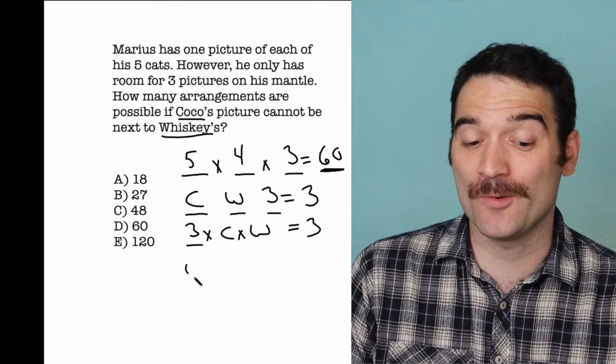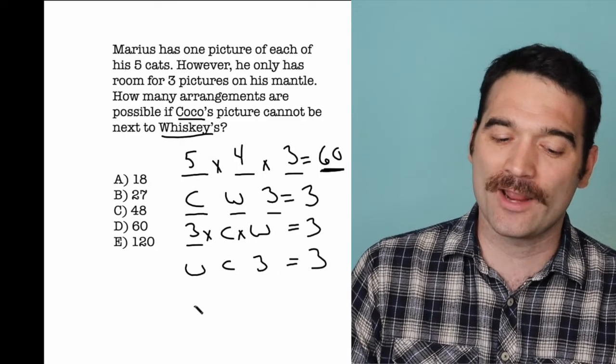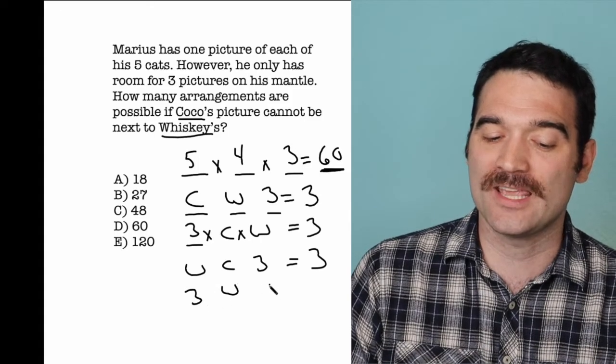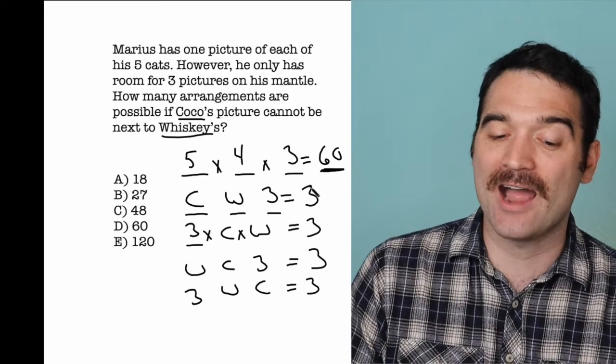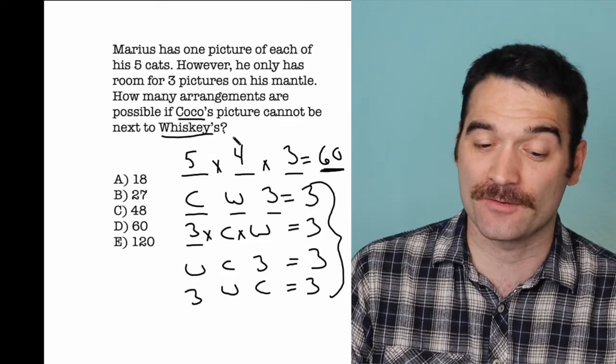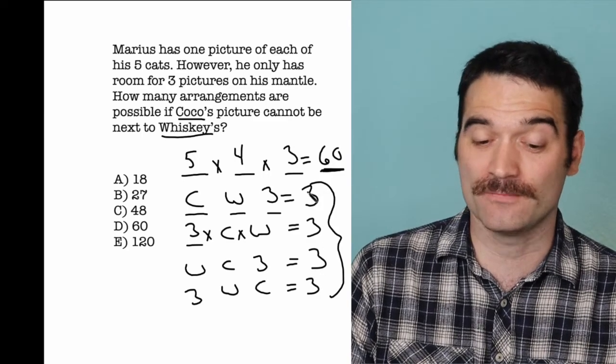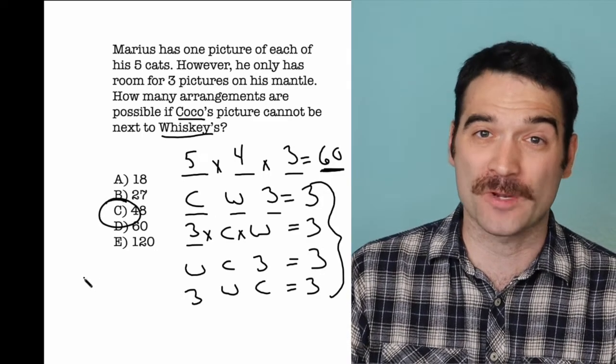But I could also have Whiskey in the first spot, Coco in the second spot, and then 3, you get the idea. Or I could have 3 in the first spot, Whiskey and Coco, and now I've accounted for all the ways that Coco and Whiskey are next to each other. So I'm going to take 60 and subtract out 3 times 4, or 12, and I'm left with 48.